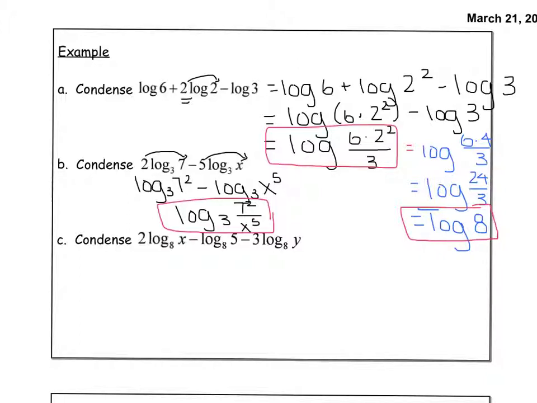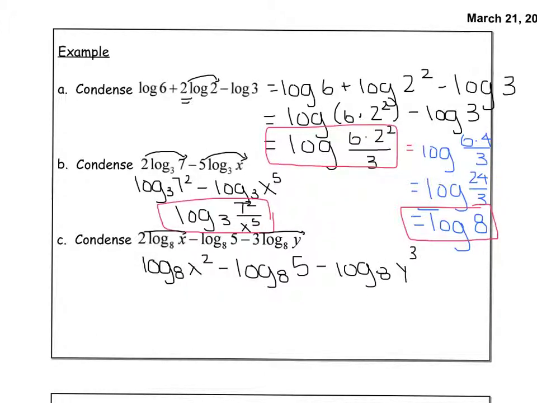In the last example, again, we first are going to get rid of the coefficients. Those are our powers, so we have 2 here. So it's log base 8 of x squared minus log base 8 of 5 minus log base 8 of y to the 3rd.